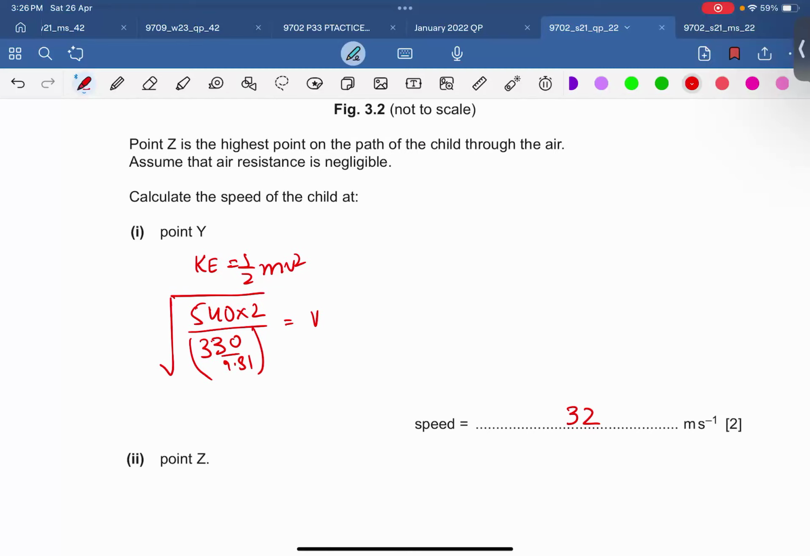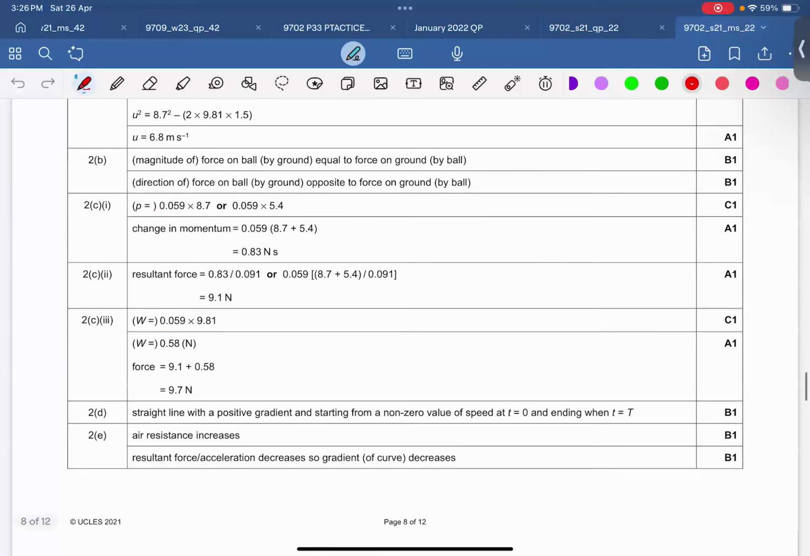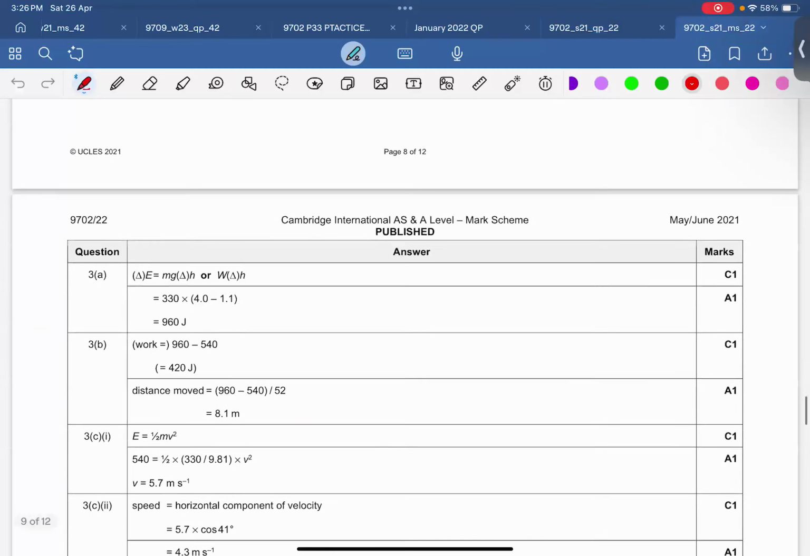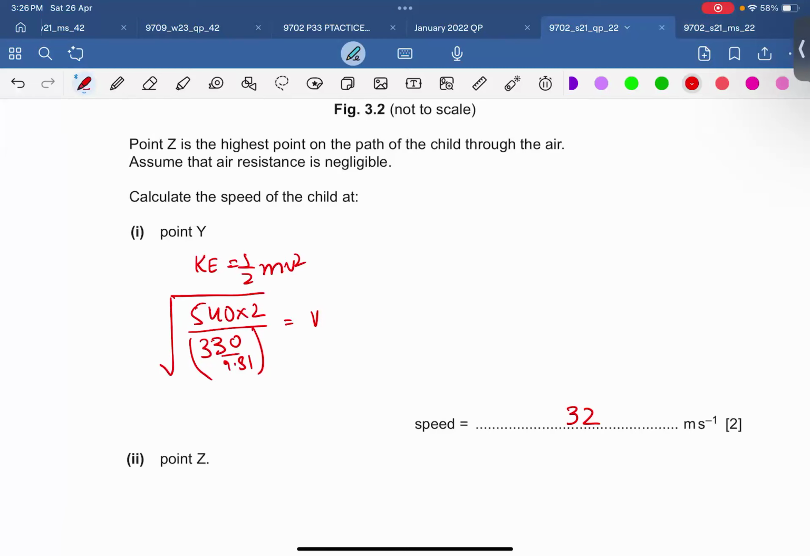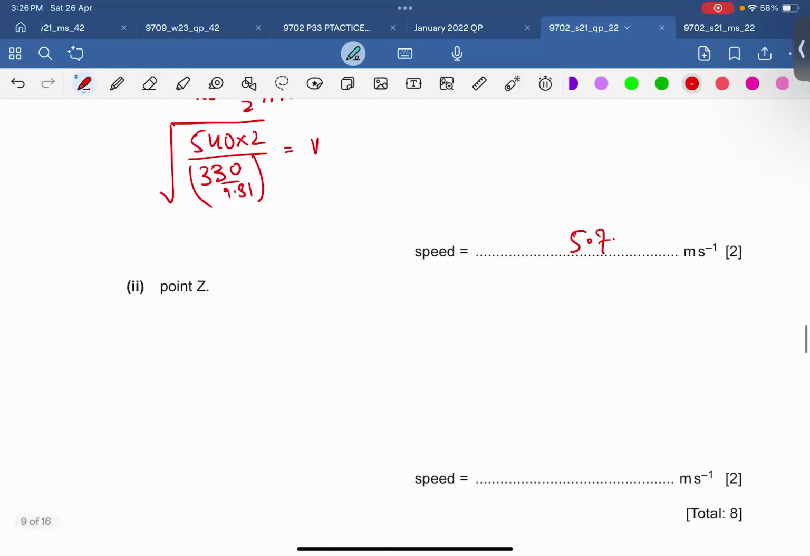Sir, 32.1, so 32 only. You are going in the right direction. Sir, wait, I didn't take the root. Okay, yes, that's right. How much? Sir, 5.7. Good, done. Let's move on.